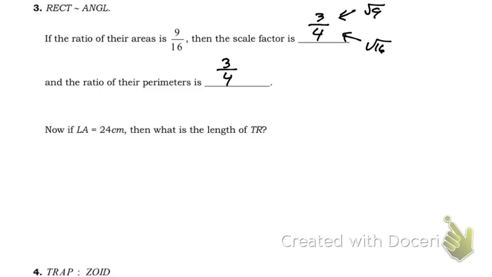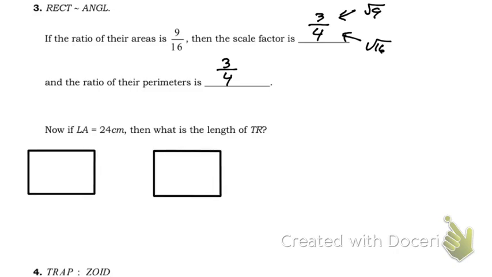All right, now it says, if LA equals 24 centimeters, then what is the length of TR? So let's go ahead and draw these shapes. I'm just going to draw them as rectangles because we're not 100% sure, but rectangles are usually the easiest to draw if I don't know what's happening. I'm guessing it's a rectangle. Could be. We have rect and angle. I don't know if that stands for rectangle, but who knows.